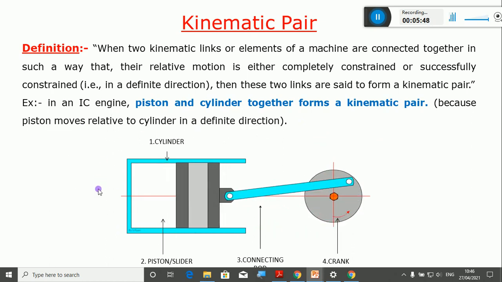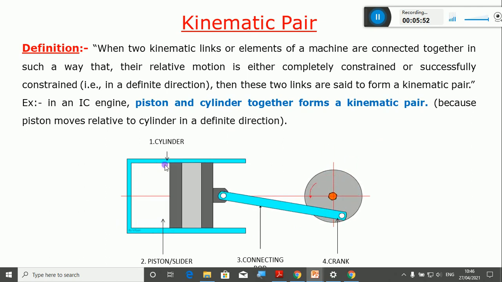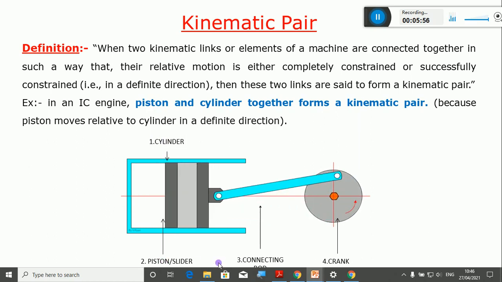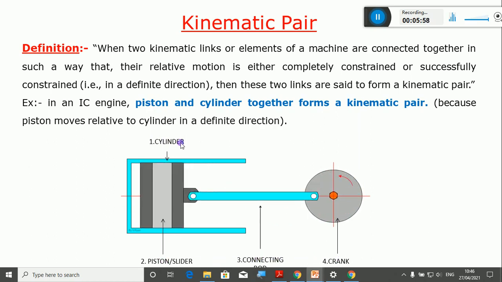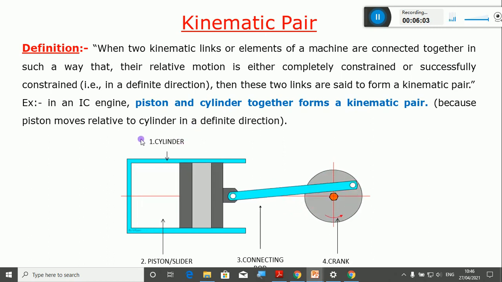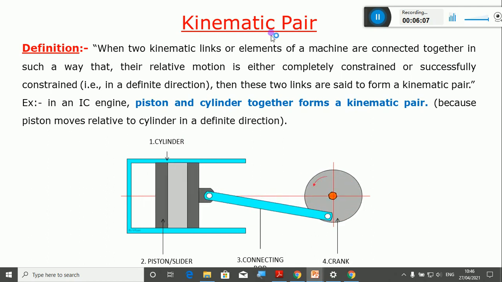Okay, so this is a power developing mechanism. This is called an IC engine. Already I said that there are different parts: cylinder, piston, connecting rod, crank. They are called kinematic links or kinematic elements. So then what is a kinematic pair? Okay, what is a kinematic pair?